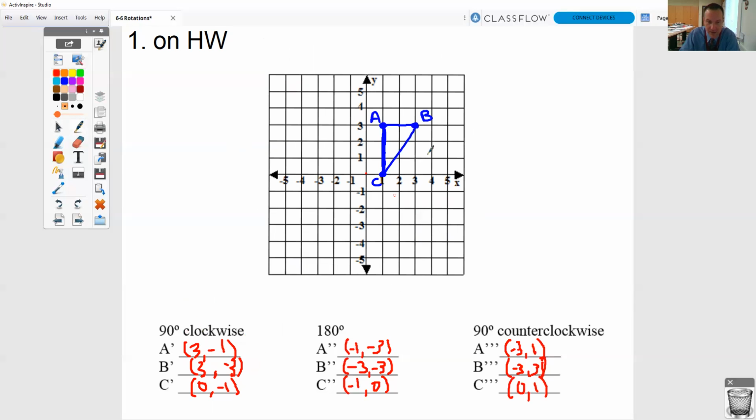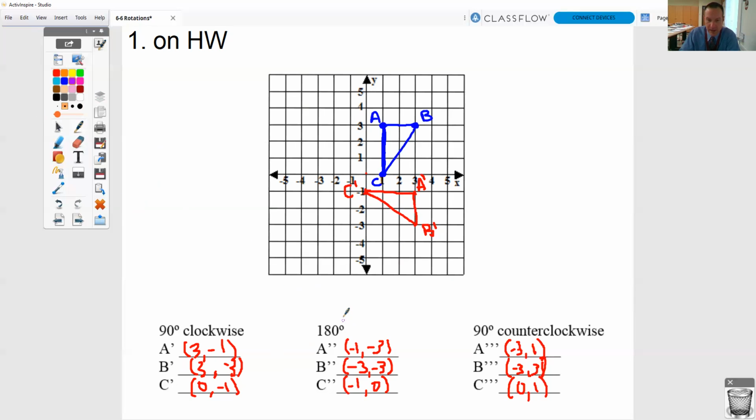So let's take a look at 90 degrees clockwise. Over to 3, down to -1. This is A prime. Over to 3, down to -3. This is B prime. Over to the 0, down to -1. This is C prime. Connect the dots, and there's our picture.